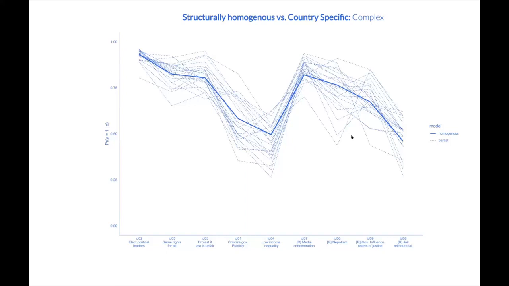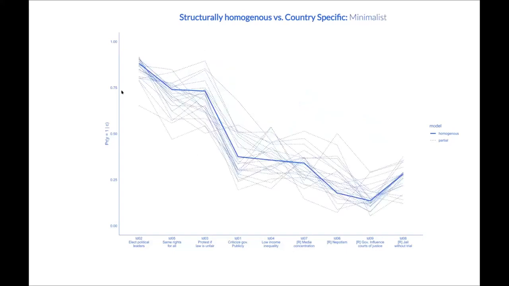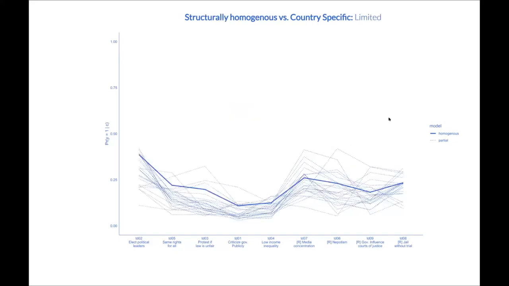So the issue is that once we generate the latent classes to make inferences, we cannot say the same thing for country A and country B. And the same thing happens with the latent class, the minimalists. The minimalists are the students that, when they were asked what are the ideal features of democracy, the majority of them would support that electing political leaders and supporting same rights for all are the main features, whereas for the rest of the features, this kind of student wouldn't present a high endorsement. And finally, the really limited students tend not to endorse any of these ideal features of a democratic system.